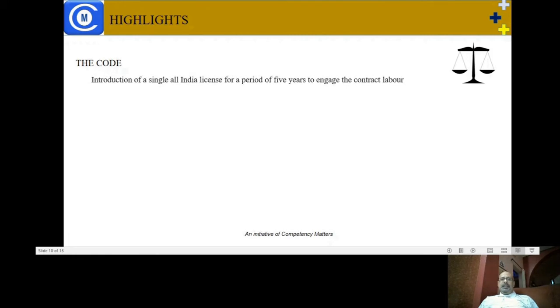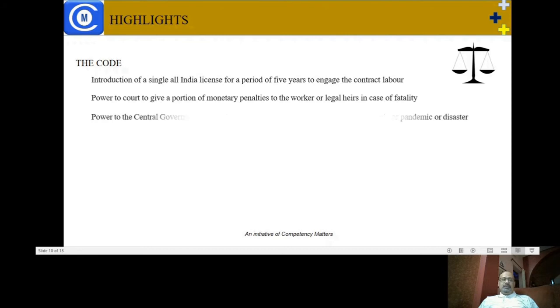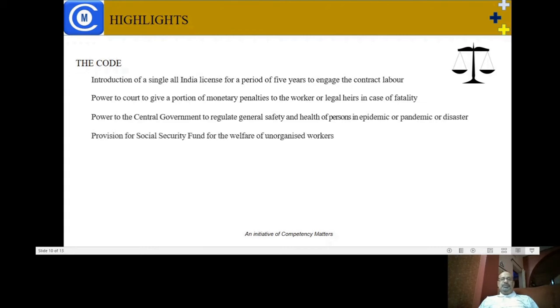Introduction of a single all India license for a period of 5 years to engage contract labor. Power to court to give a portion of monetary penalties to the workers or legal heirs in case of fatality. Power to the central government to regulate general safety and health of persons in epidemic or pandemic or disaster, just like now in the COVID pandemic situation. Provision for social security fund for the welfare of unorganized workers. Provision for adjudging the penalties imposed under the code.